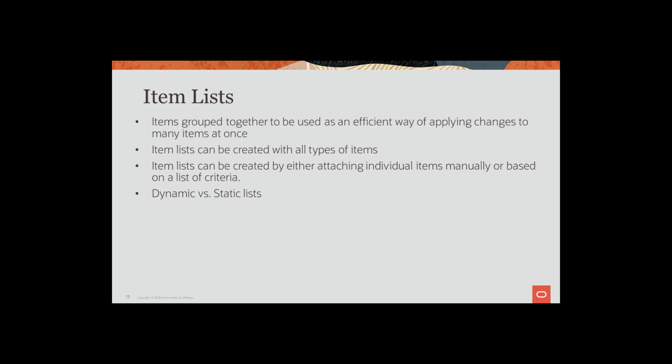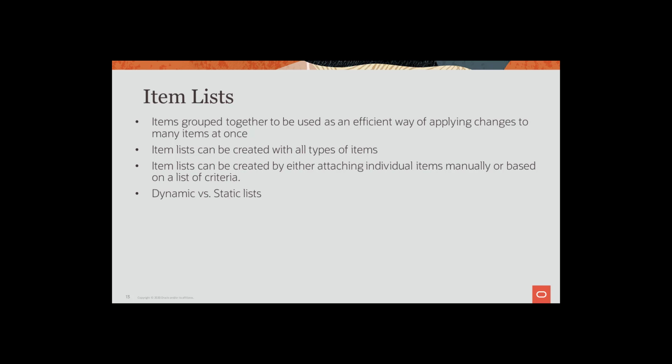Similar to location lists, item lists can be created to group together items in order to more efficiently execute processes in merchandising, such as mass item maintenance, order creation, or cost changes. Item lists can be created with any types of items, either by adding specific items to the list or by using item criteria, such as department, class, subclass, supplier, or UDAs. Item lists can also be created as either dynamic or static.